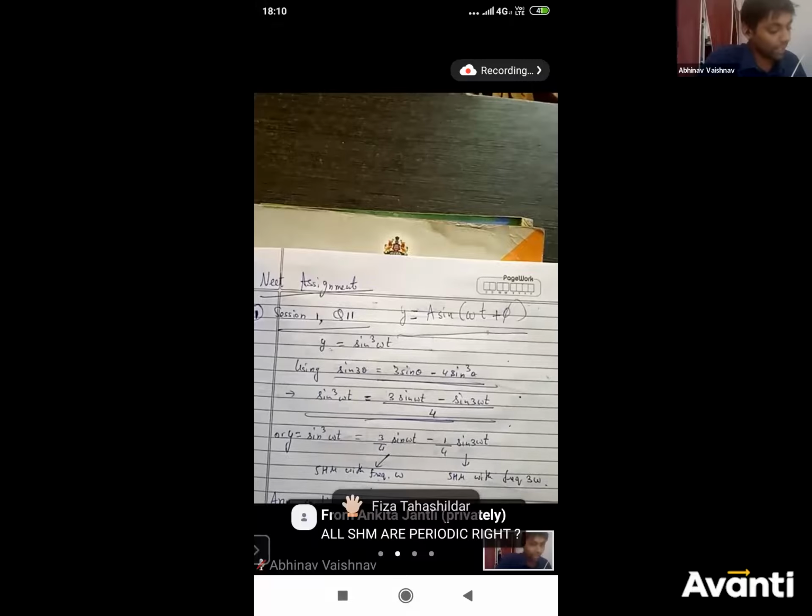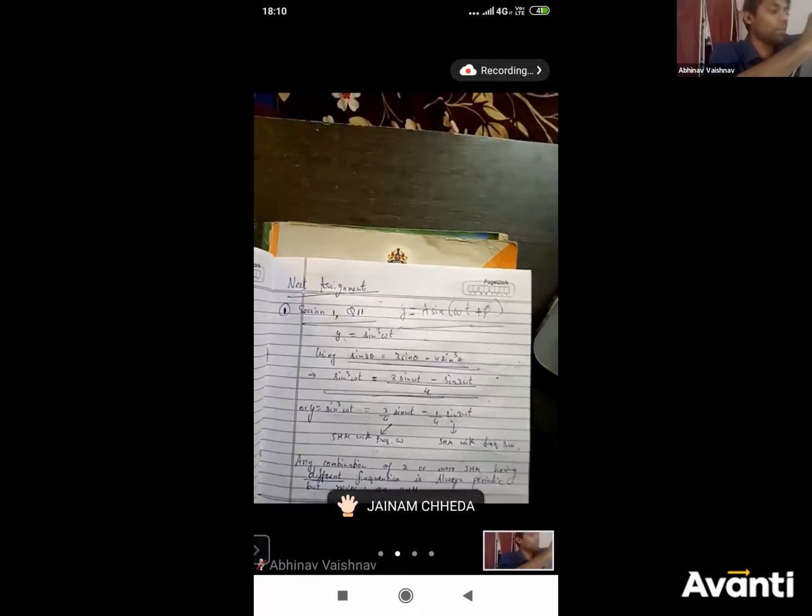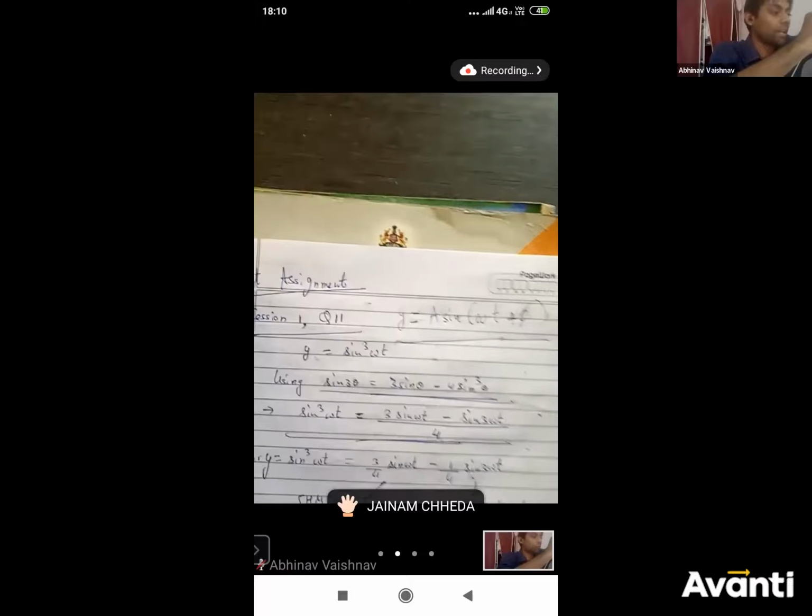So ये जो है, superposition of two SHM we discussed. Yes, Ankita, all SHM are periodic. That is right. But अभी first we have to check this is SHM or not, right? So ऐसा भी हो सकता है कि periodic हो but SHM ना हो, right? So first we have to check that. ठीक है?